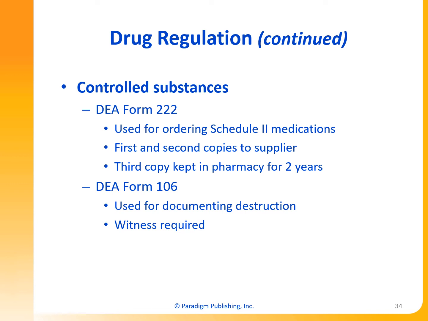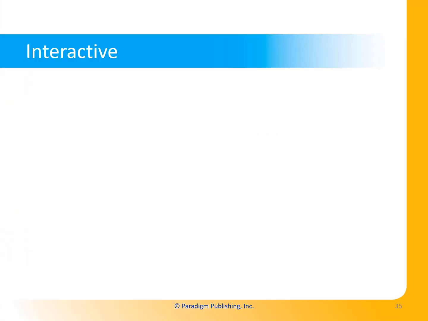So there's DEA Form 222. That is how we order Schedule 2 medications in hospitals and retail settings. I believe in your lab you will see a mock form, a mock 222 form. You'll see all the different components that are on that form and everything that has to be included. So the DEA Form 106 is just to document the destruction of those Schedule 2 narcotics. So say if you had some that were expired or damaged and you couldn't dispense them.